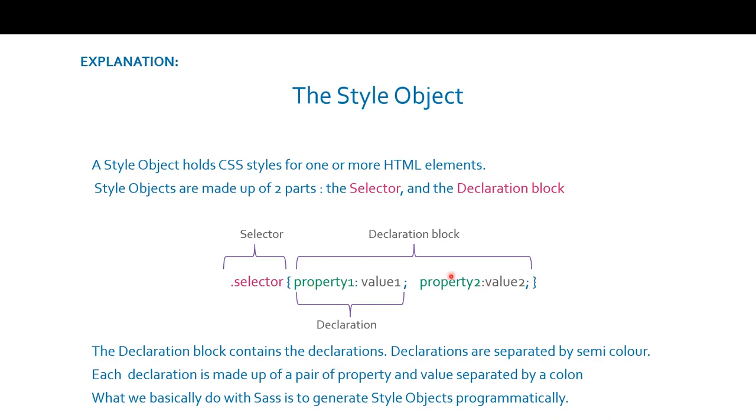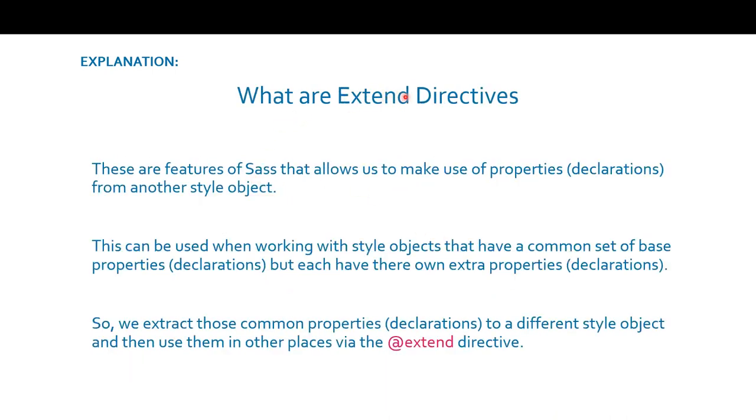Just understand this, because I believe if we properly define concepts, it becomes a lot easier to make use of them. So what do we want to achieve with extend directives? Extend directives are features of Sass that allow us to make use of properties, that is declarations, from another style object. This can be used when working with style objects that have a common set of base properties or declarations, but each have their own extra properties. Let's say you have more than one style object, and these style objects have common declarations that are similar, and equally have declarations that are not similar. What we want to do is extract those common declarations, those properties that are common to all the style objects.